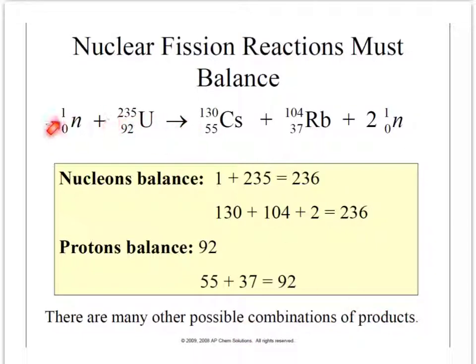If we look here, it was 1 plus 235, so 236 was the mass before, and the overall number of protons was 92. If we look over on this side, 130 plus 104 plus 1 equals 236, which is what we started with. And over here, 55 plus 37 plus 0 equals 92, which is also what we started with. So the numbers across the top and the numbers across the bottom have to be equal on both sides for fission reactions, as well as fusion reactions or any nuclear decays that we happen to look at.